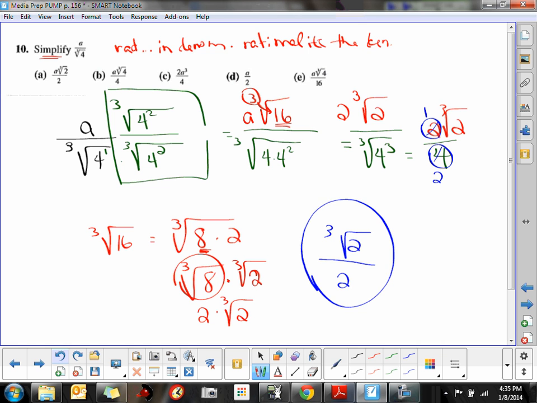So it's kind of a little involved problem, but it goes back to the basic roots and foundations that we've had. Never leave radicals in the denominator. Never leave perfect cubes under your cube root symbol. And then you will be in simplest radical form.